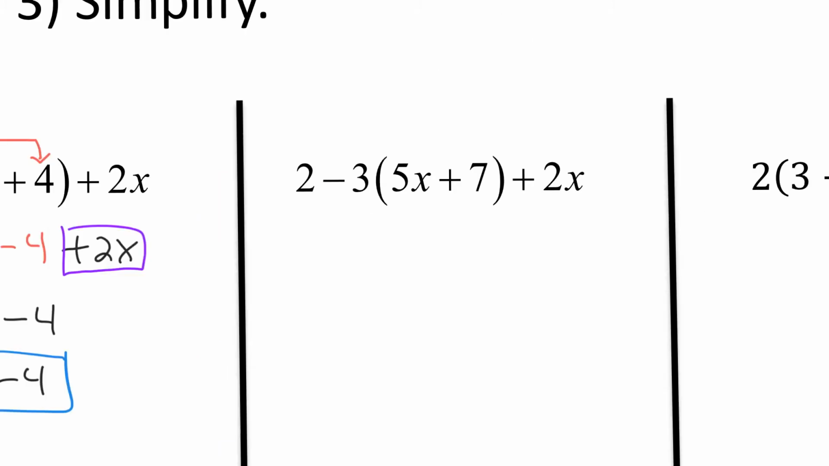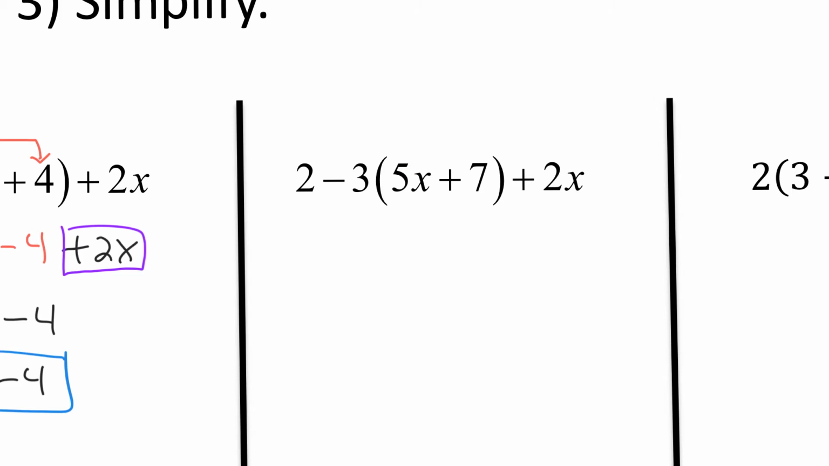Now this one here, well, you guys need to distribute the numbers outside to the ones inside of the parentheses. Now notice that we do have a 2 minus 3 times, there's nothing in between, the quantity of 5x plus 7 plus 2x. Order of operations, PEMDAS, you need to multiply before you subtract. And the common mistake I see every year, students like to subtract before they multiply. So do not subtract these two numbers before you distribute the 3 to the parentheses.